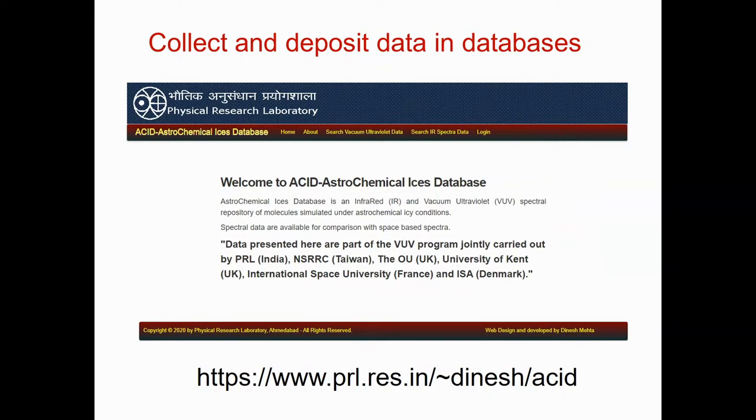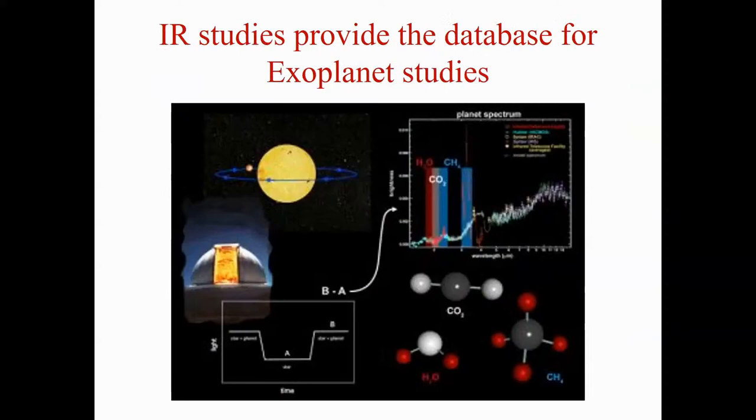Bala has developed actually a portal for putting together all this astrochemical ISIS data. It's called ACID, the Astrochemical ISIS Database. It's hosted, as you can see there, at PRL. Very powerful system, with an awfully large number of molecules. You can see there it not only has UV, it also has infrared data.